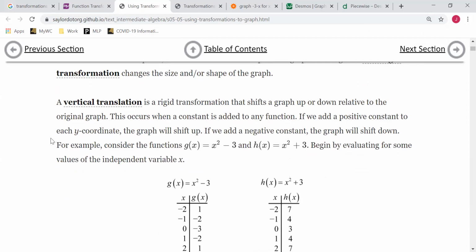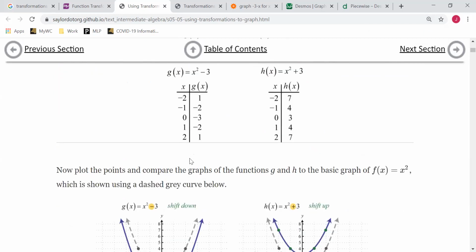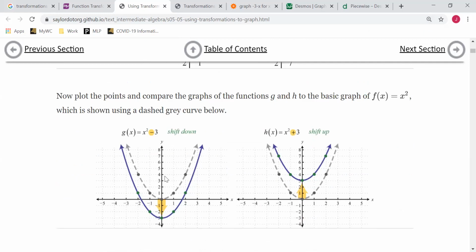And what a vertical translation does is it takes a parent function and it can shift it up or down. So check out the parent function x squared, the standard parabola. It's going to be represented by this gray dashed line here. That's the original parent function we started with.